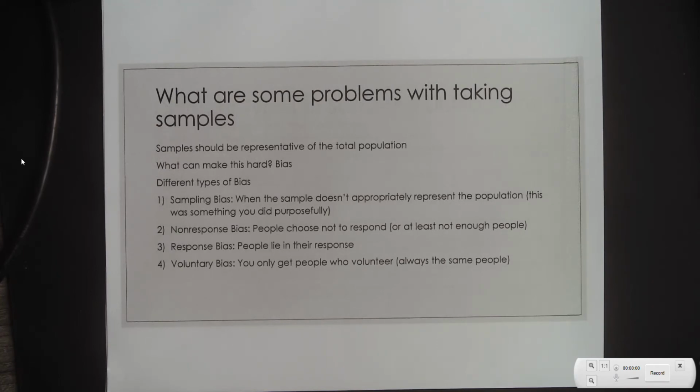And you have what's called a voluntary bias. You always get people who volunteer. It's always the same people. You may not think that should be a bias, but it is, because people who volunteer are always the same people. You can kind of think of this as like political polls.